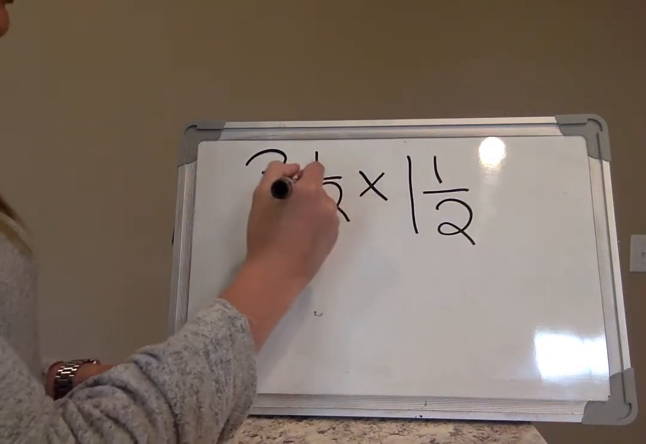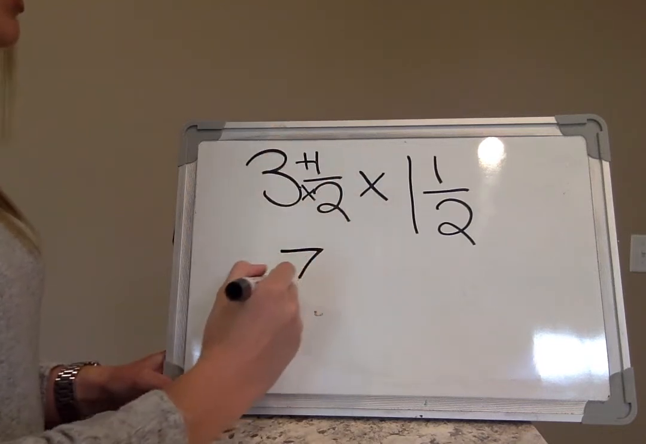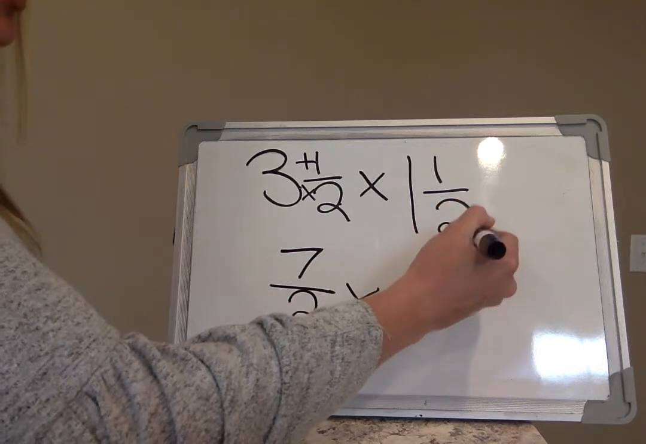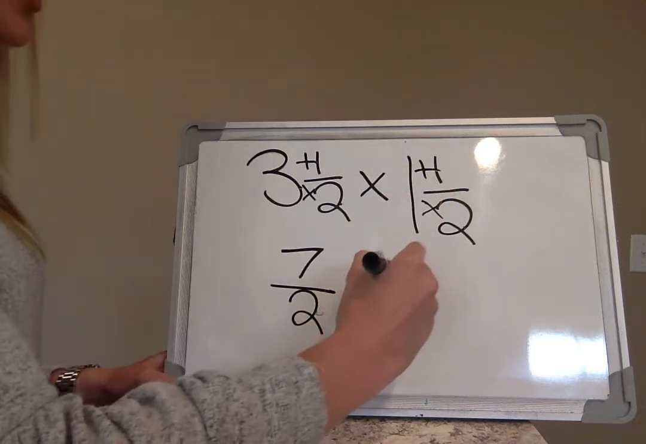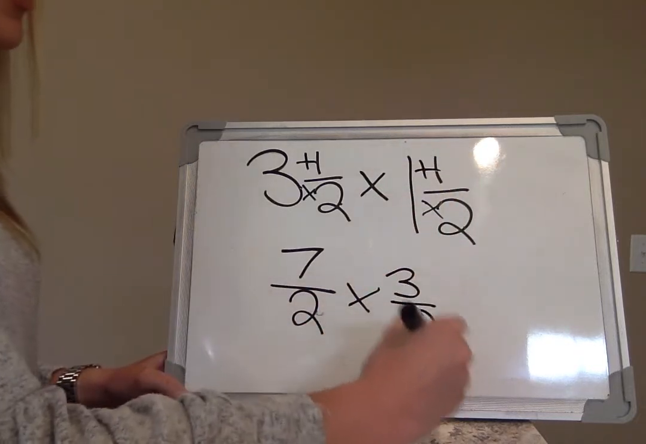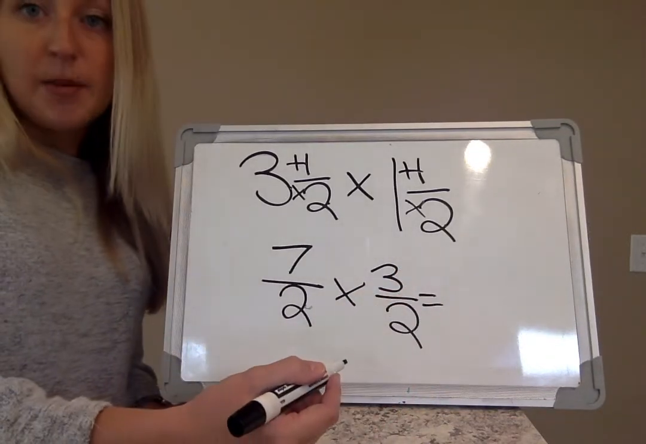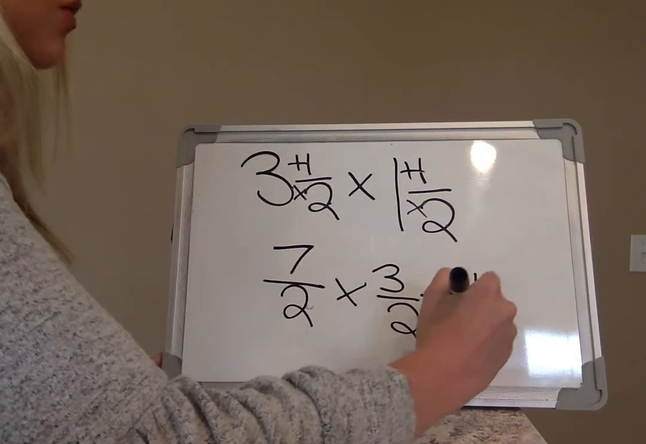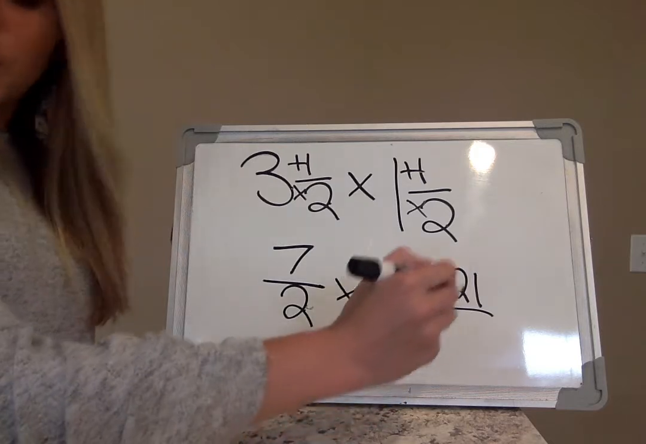Start at the bottom. 2 times 3 equals 6, plus 1 equals 7. Notice we're going to keep our denominator the same. 2 times 1 equals 2, plus 1 at the top equals 3. And again, keeping our denominator the same. Now we're ready to multiply straight across the top and straight across the bottom. 7 times 3 equals 21. 2 times 2 equals 4.